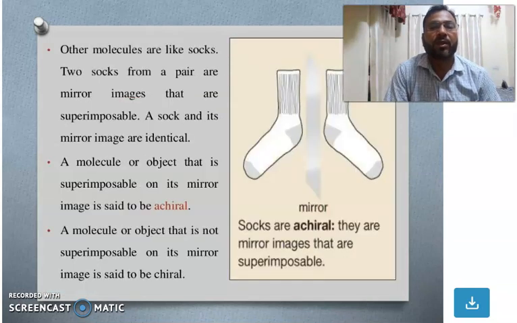Another example you can see here. Other molecules are like socks. Two socks from a pair are mirror images that are superimposable. A sock and its mirror image are identical. A molecule or object that is superimposable on its mirror image is said to be achiral. So socks are achiral. My friend, a molecule or object that is not superimposable on its mirror image is said to be chiral.